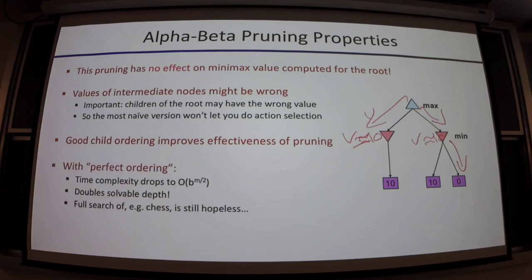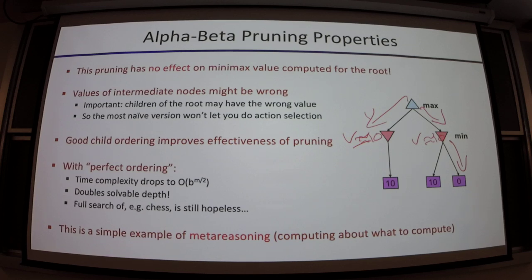Okay, so if you have perfect ordering, which we'll define another time, you can get time complexity down to O of b to the m over 2, which functionally doubles the depth that you can look in the same amount of computation. Okay, but fully searching out something like chess or Go is still infeasible. So we need different strategies. This is a simple example of meta-reasoning, which is where you do some computation or some reasoning about what next to compute or reason over. We've seen other examples of this.